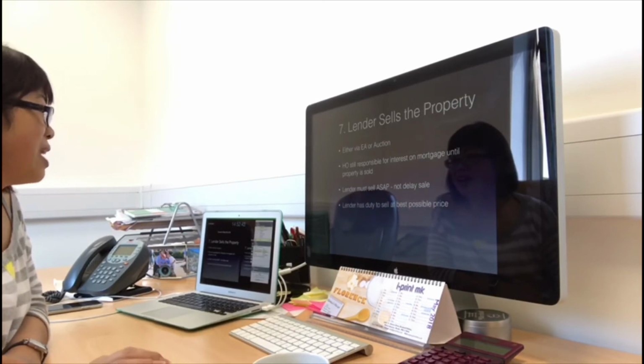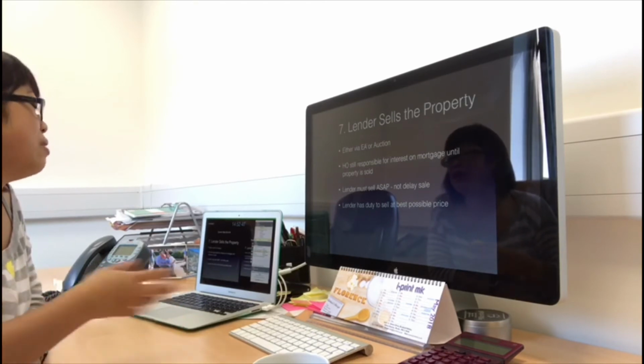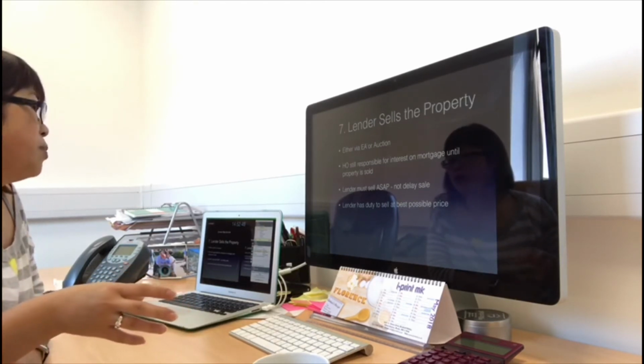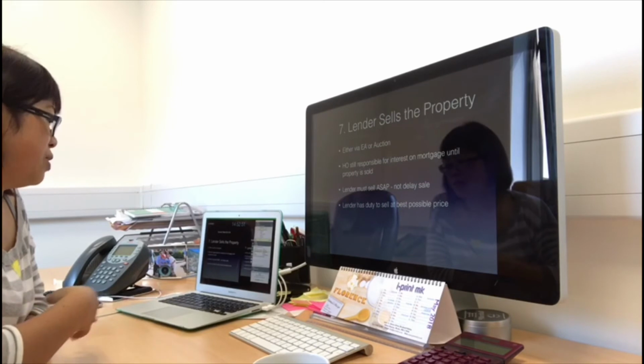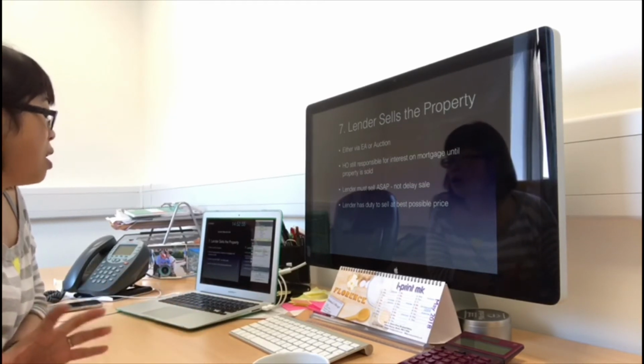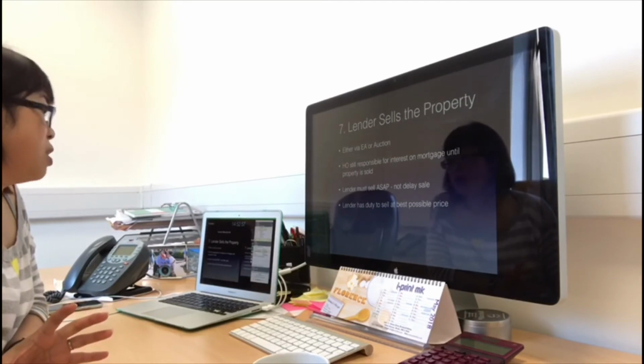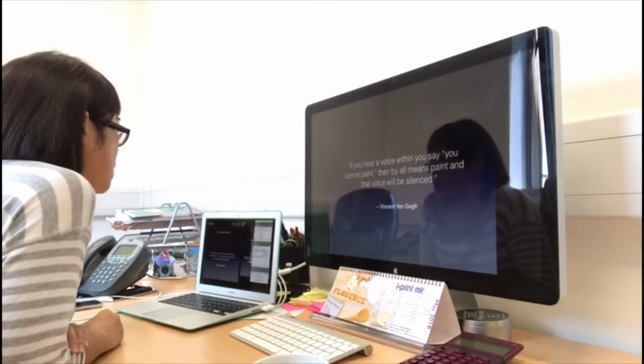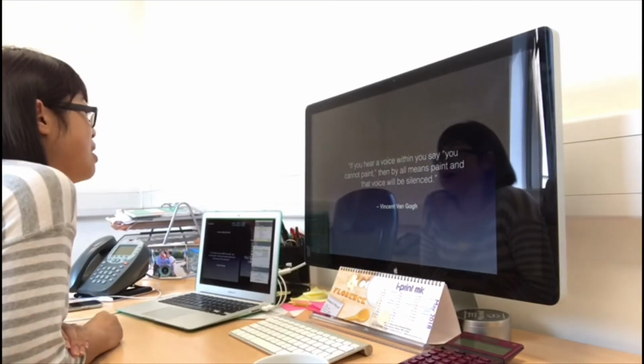So the lender has a duty also to sell at best possible price. They can't just get rid of the property and sell it at a ridiculously low price. Reason being is because the owner has to cover the shortfall. So if there are any profits, as always, my quote of the month, this is a lovely one.